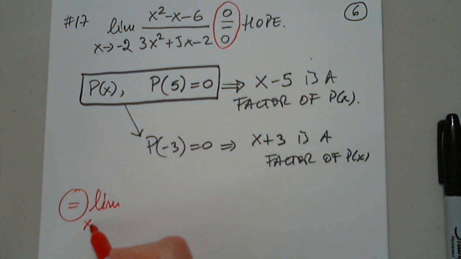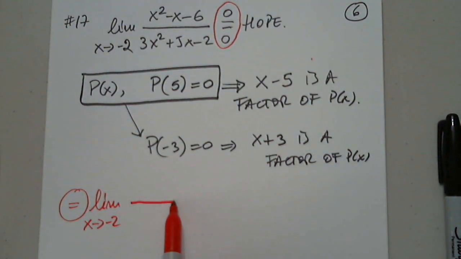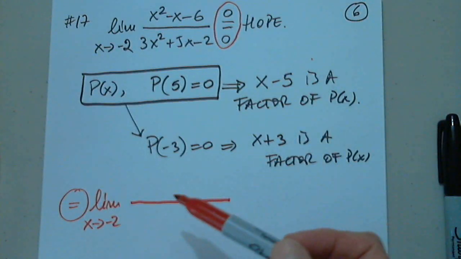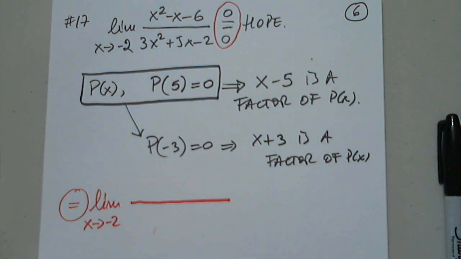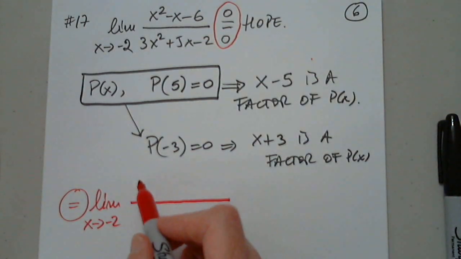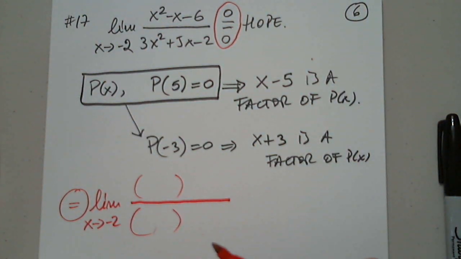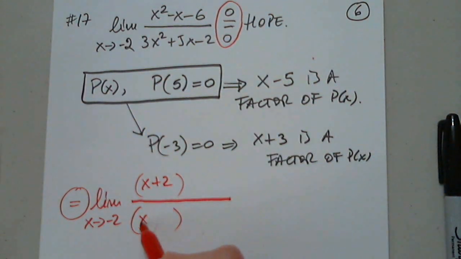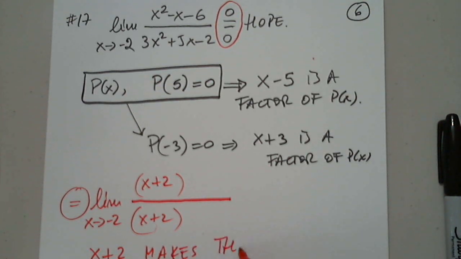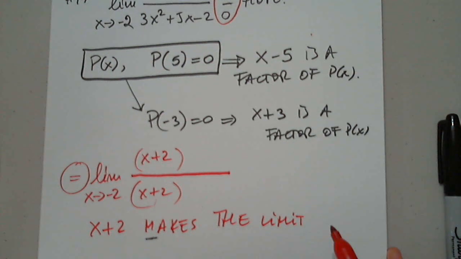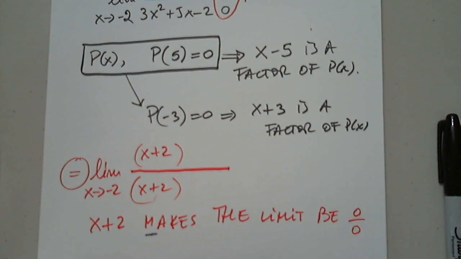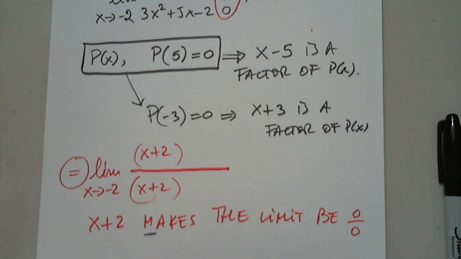Notice that the limit operator cannot be dropped till the last step. So we plugged in -2, we got 0. We plugged in -2, we got 0. What would you say that I should write top and bottom immediately? X plus 2. Exactly. So x plus 2 makes the limit initially be 0 over 0. That's the culprit. That is the problem. And now we have to factor the rest.